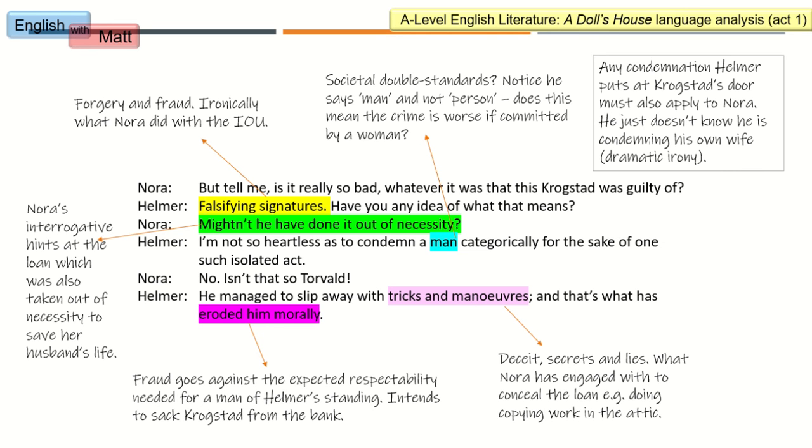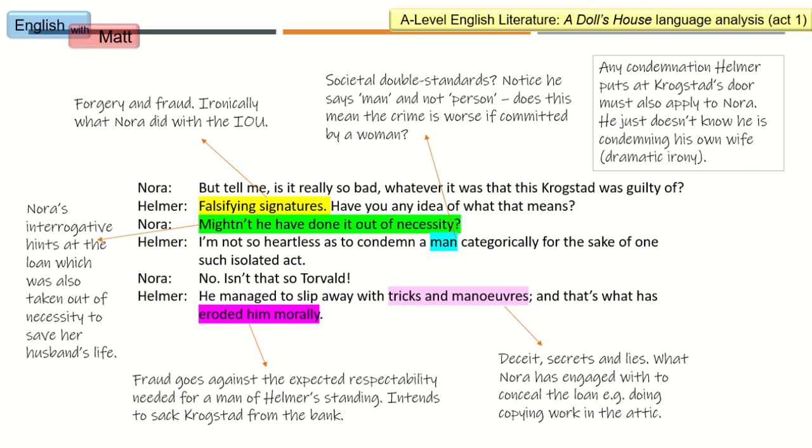And in this play, like I said, there's always a strong comment on respectability and morals. And of course, if you are committing fraud, no wonder Halma says that that kind of person is eroded morally. And of course, that must also mean that he would think that Nora is eroded morally as well. And therefore, of course, she's listening to this information and going, he doesn't know it yet, but this must be also what he thinks about me if he knew.